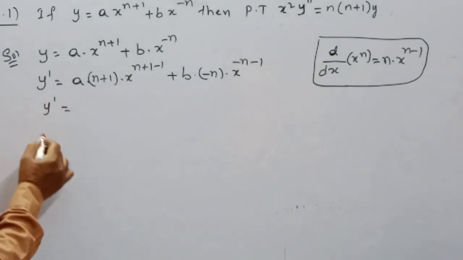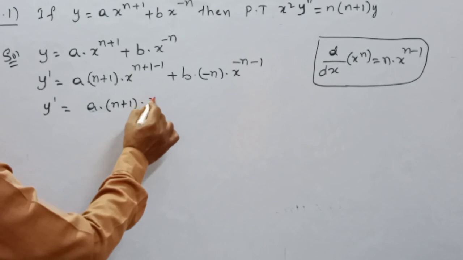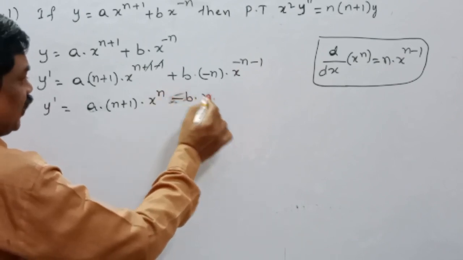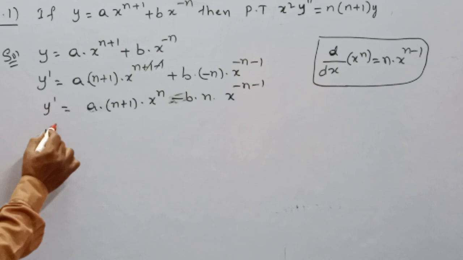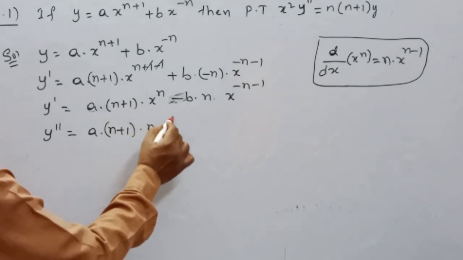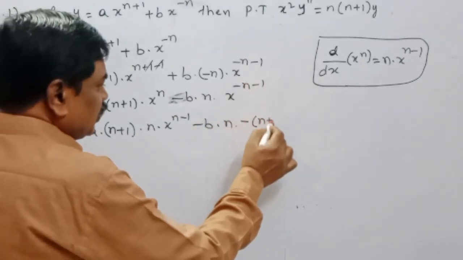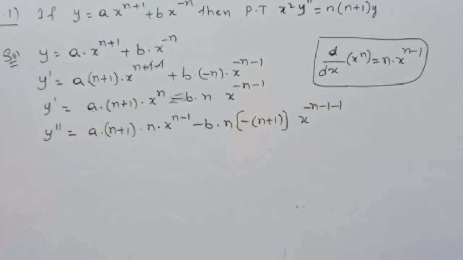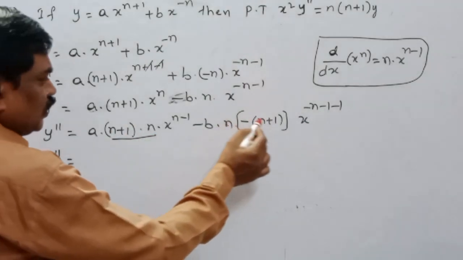So y dash is equal to a into n plus 1 into x power n, since plus 1 minus 1 cancel, minus b into n into x power minus n minus 1. Then the second derivative: y double dash is equal to a into n plus 1 into n into x power n minus 1, minus b into n, with the derivative minus of n plus 1 common, and x power minus n minus 1 minus 1. So y double dash is equal to n into n plus 1.